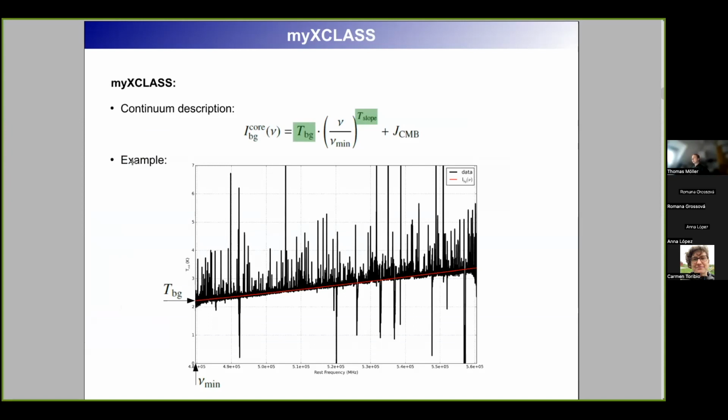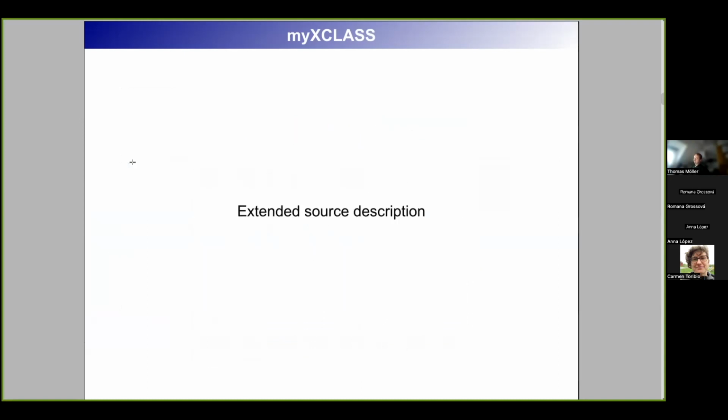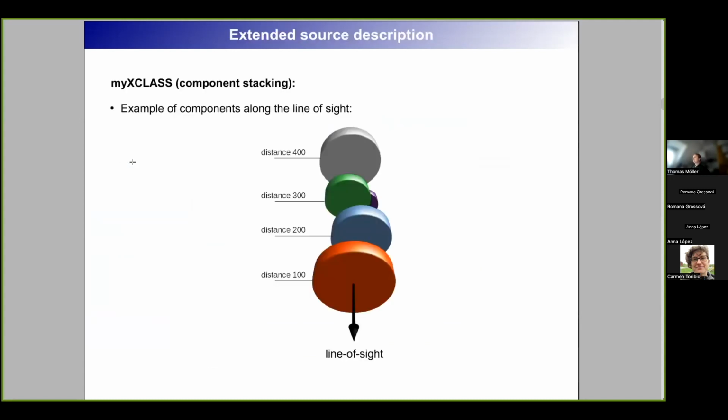In addition, in general, you should always use spectra with continuum, and in order to describe the continuum in a more phenomenological way, you can use this power law to describe the continuum. And in addition to the classical source description, where we have just this core layer and the foreground layer, XCLASS offers the possibility to use a more advanced source description.